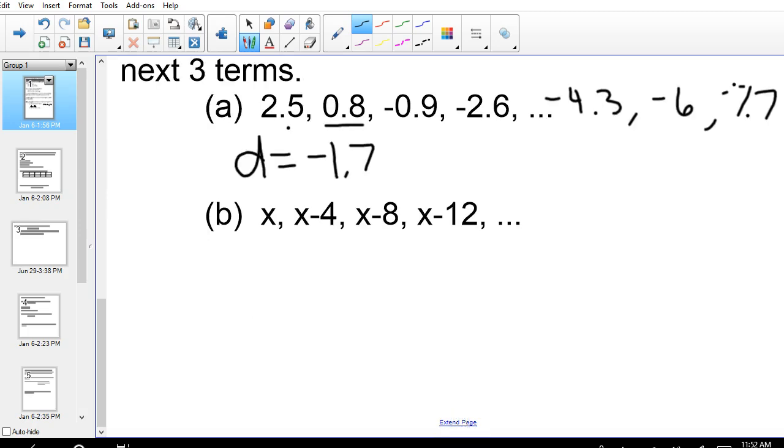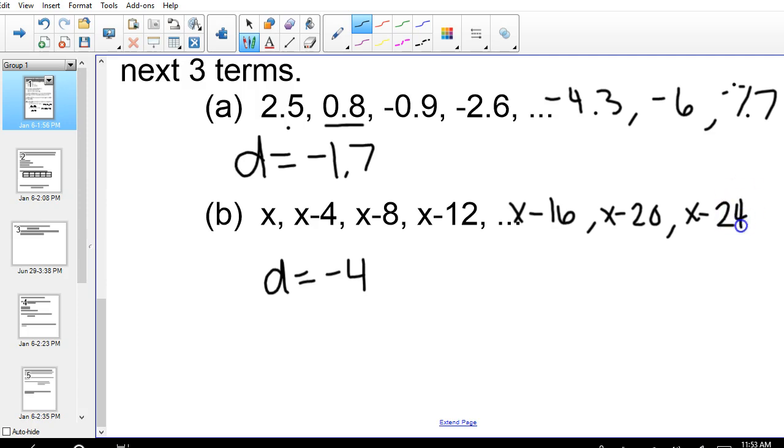All right, for the next one, we don't have numbers. We've got variable expressions here. So we start with x. We've got x minus 4, x minus 8, x minus 12. What is being subtracted each time? 4, right? So the D there is going to be negative 4. It's negative because you're subtracting the number each time. And so for the next ones, we're going to have x minus 16, x minus 20, and x minus 24. Okay, any questions so far?